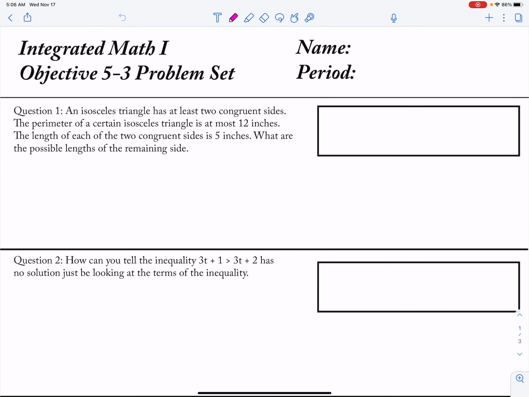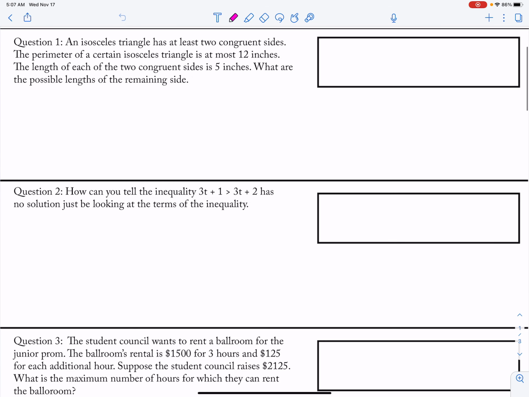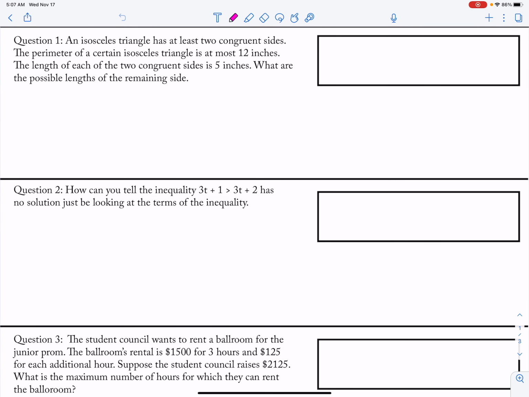All right, so an isosceles triangle has at least two congruent sides. The perimeter is at most 12 inches. Okay, so each length of the two congruent sides is 5 inches. So 5 inches plus 5 inches, that looks like S plus S is less than or equal to 12. So that's 10 plus S is less than or equal to 12.